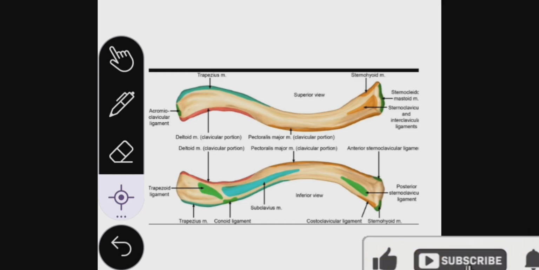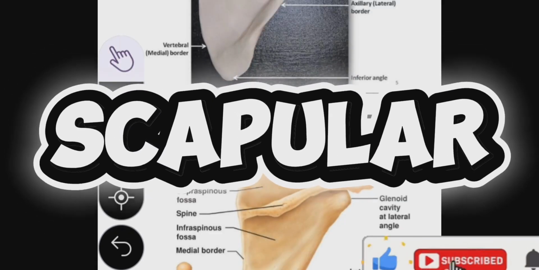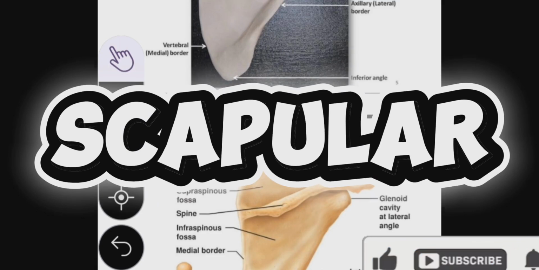Now the clinical correlation for the clavicle is the site of fracture. Like I told you earlier, the site of fracture is usually at the junction between the medial 2/3 and the lateral 1/3. If there's a fracture of the clavicle, vessels, for example the subclavian vessel, can be injured. Alright, so the next bone we have is the scapula.